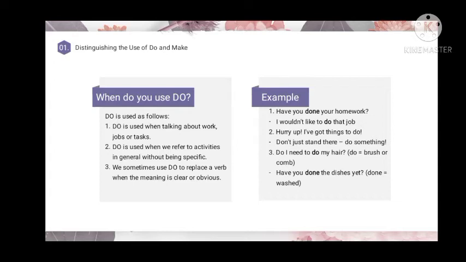3. We sometimes use do to replace a verb when the meaning is clear or obvious. Example: Do I need to do my hair? Have you done the dishes yet?